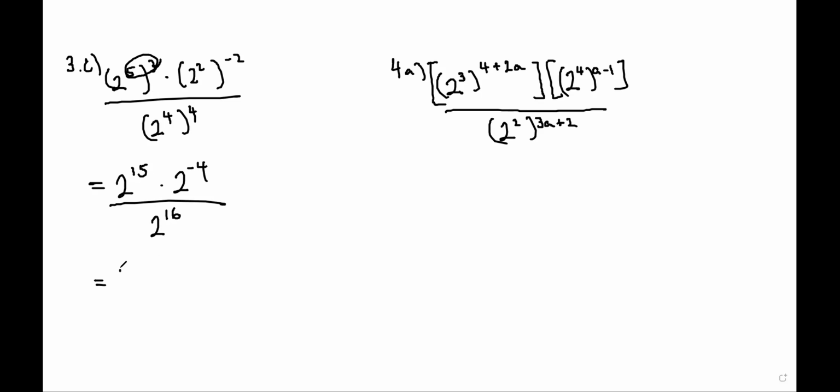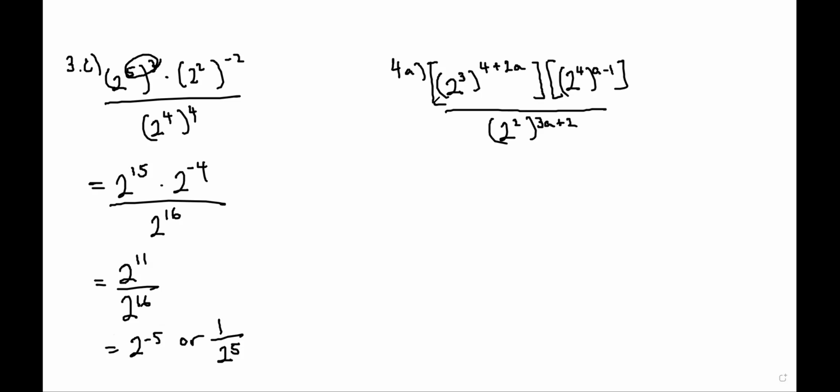Oh darn. It's okay. Same thing. We got 15 minus 4, 2 to the power of 11. Good. And then 2 to the power of 16. And so 11 minus 16 is 2 to the power of -5, or we could just leave it as 2 to the power of 5 down here. That's it.